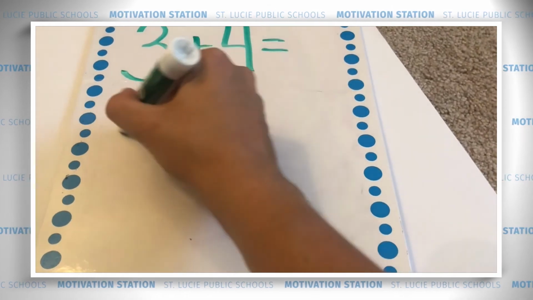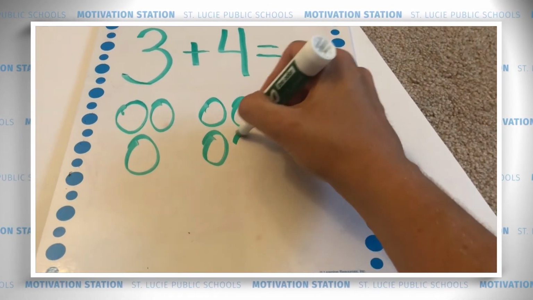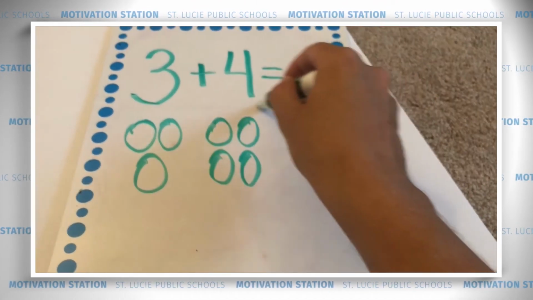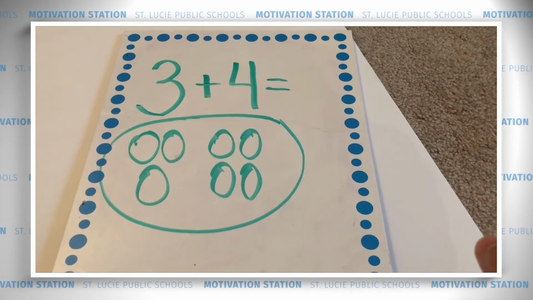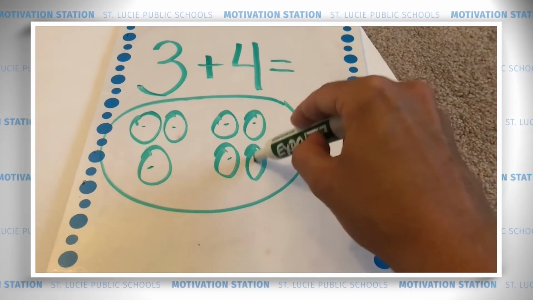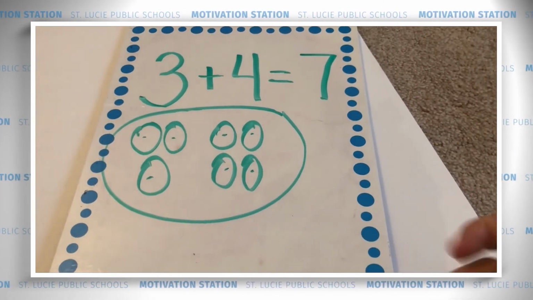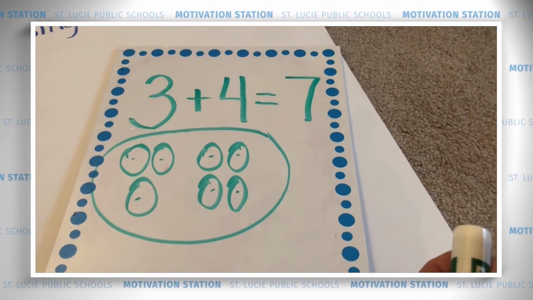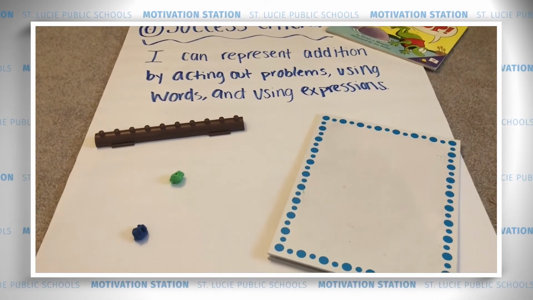Now I love to draw a picture to help me solve an equation. So let's draw. 1, 2, 3. 1, 2, 3, 4. Now I do my force field to make sure everything is inside, and I'm going to count everything inside my force field. 1, 2, 3, 4, 5, 6, 7. So that second frog jumped 7 times. He jumped way more jumps. Okay. On to the next problem.